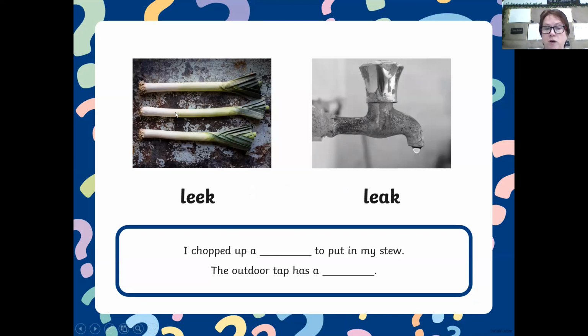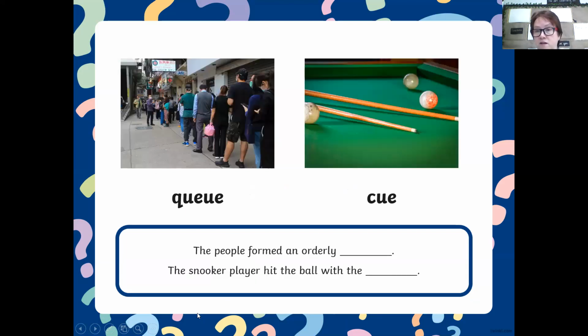We've got our vegetable leek here. So this is the first one. The outdoor tap has a leak. So because we've got pictures, this is quite an easier exercise. So the people formed an orderly queue. The snooker player hit the ball with the cue. So this is the second one. This is the first one.